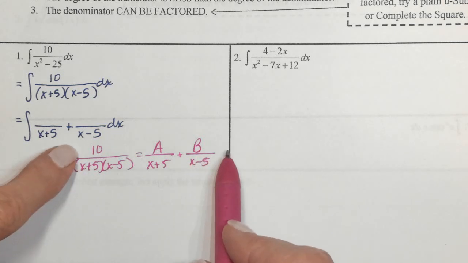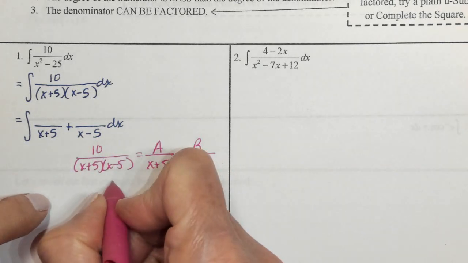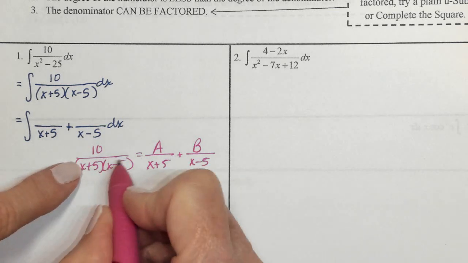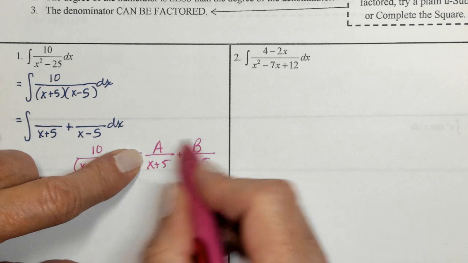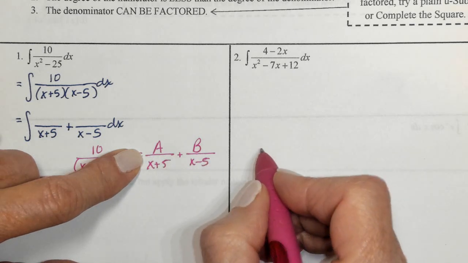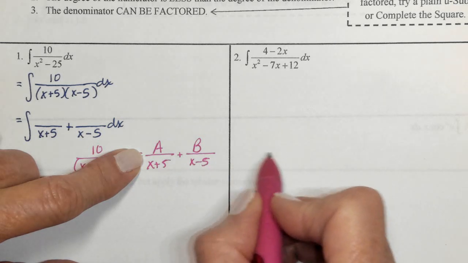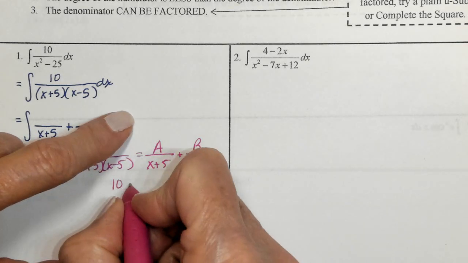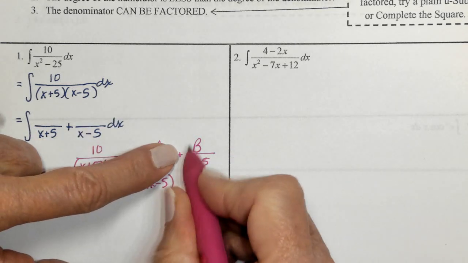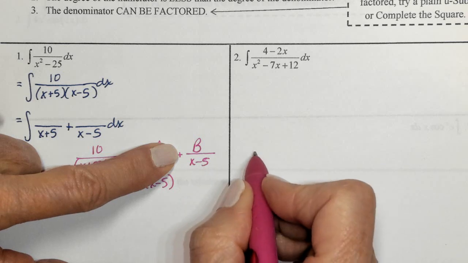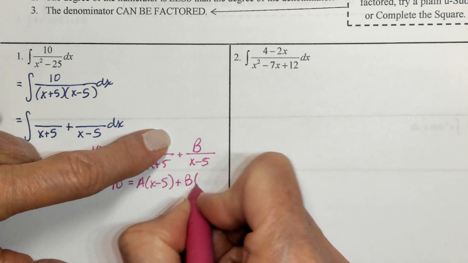If we multiply both sides by x plus 5, x minus 5, on the left-hand side, we're going to be left with just the 10. The denominator will completely cancel out. Over on this side, if we multiply this whole side by x plus 5, x minus 5, this x plus 5 will cancel with the x plus 5, leaving the x minus 5 times a. So this will be a times the x minus 5. For this term, the x minus 5 will cancel with the x minus 5, and we'll be left with the x plus 5 times the b.